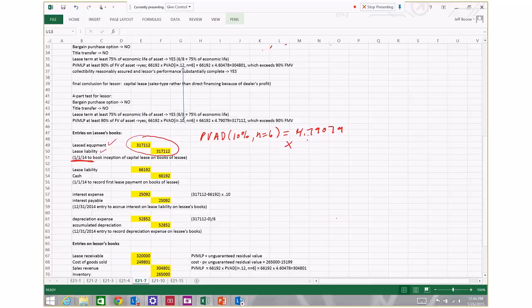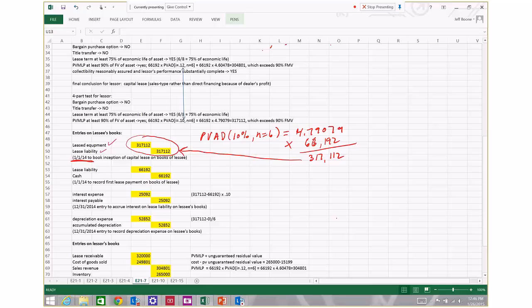Multiply that times the minimum lease payment, 66,192, and the result of that calculation is 317,112. That's the present value of the minimum lease payments from the point of view of the lessee.